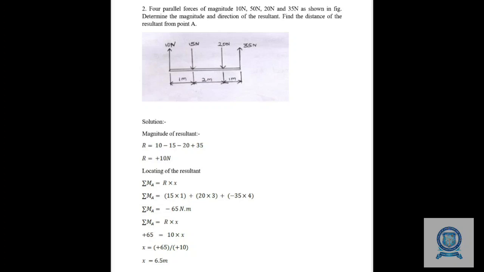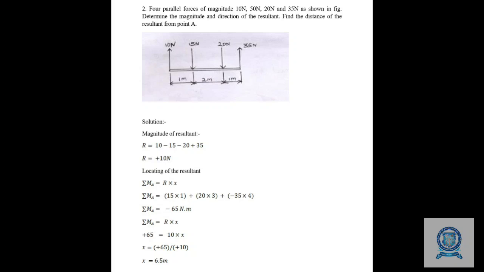The element given is AB, which consists of 3 segments. At the extreme left end is A, where a 10 Newton vertical force is acting upwards. In the second segment, a 15 Newton force is acting downwards 1 meter away from point A. In the third segment, a 20 Newton downward force is acting, 3 meters to the right of point A. At the extreme end B, a 35 Newton force is acting vertically upwards. Okay, so this is all about the problem, and the solution is given as follows.